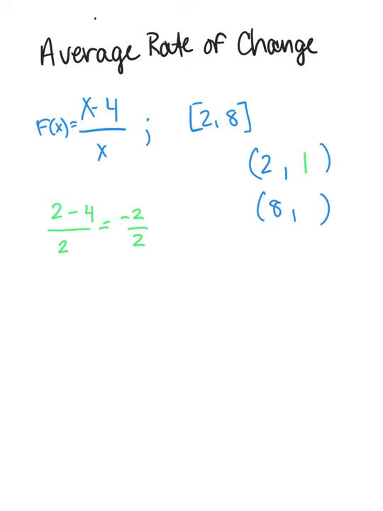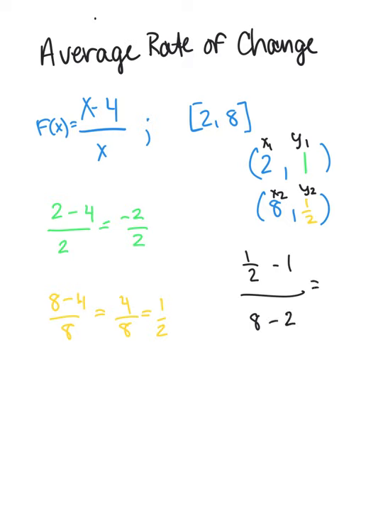Plug in my other one, and I'm going to say 8 minus 4 over 8. 8 minus 4 is 4 over 8, which is 1/2. So this y is 1/2. I'm going to do my slope formula, x1, y1, x2, y2. So 1/2, so y2 minus y1 over x2 minus x1. Now, you can change 1/2 to a decimal if it makes you feel better. That is not a problem.